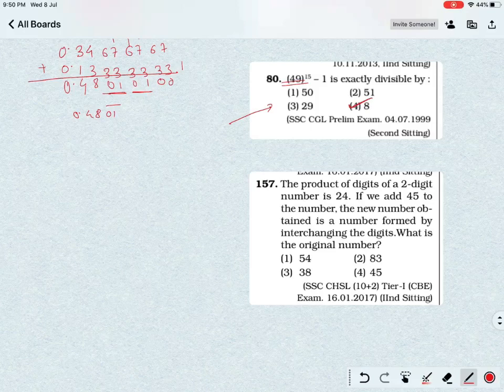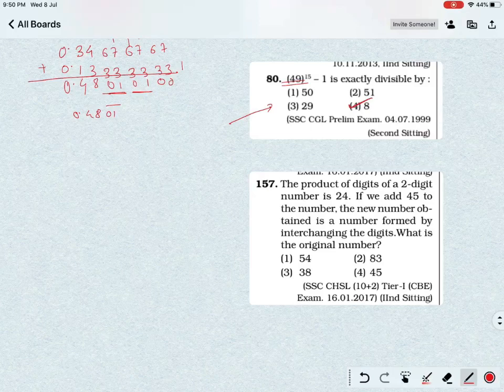Okay, so the last question. The product of the digits of a 2-digit number is 24. If we add 45 to the number, the new number obtained is a number formed by interchanging the digits. What is the original number?